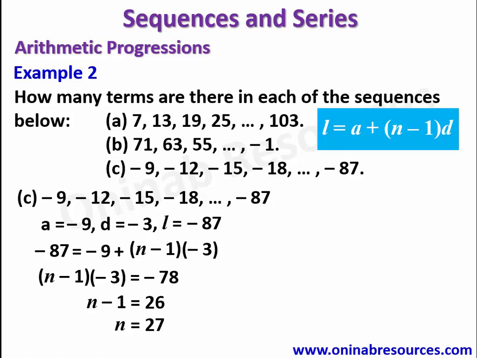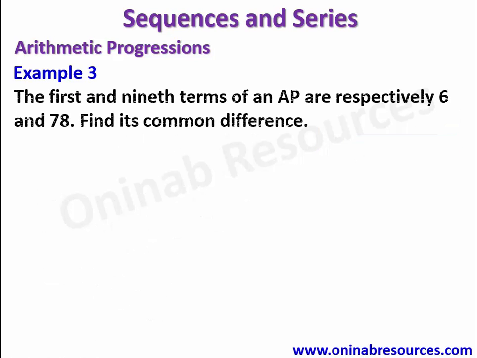We go to example 3. For example 3, the first and 9th terms of an AP are respectively 6 and 78. Find its common difference. Okay, so we are given the first term to be 6. We don't know the common difference. And also we are given the 9th term to be 78.